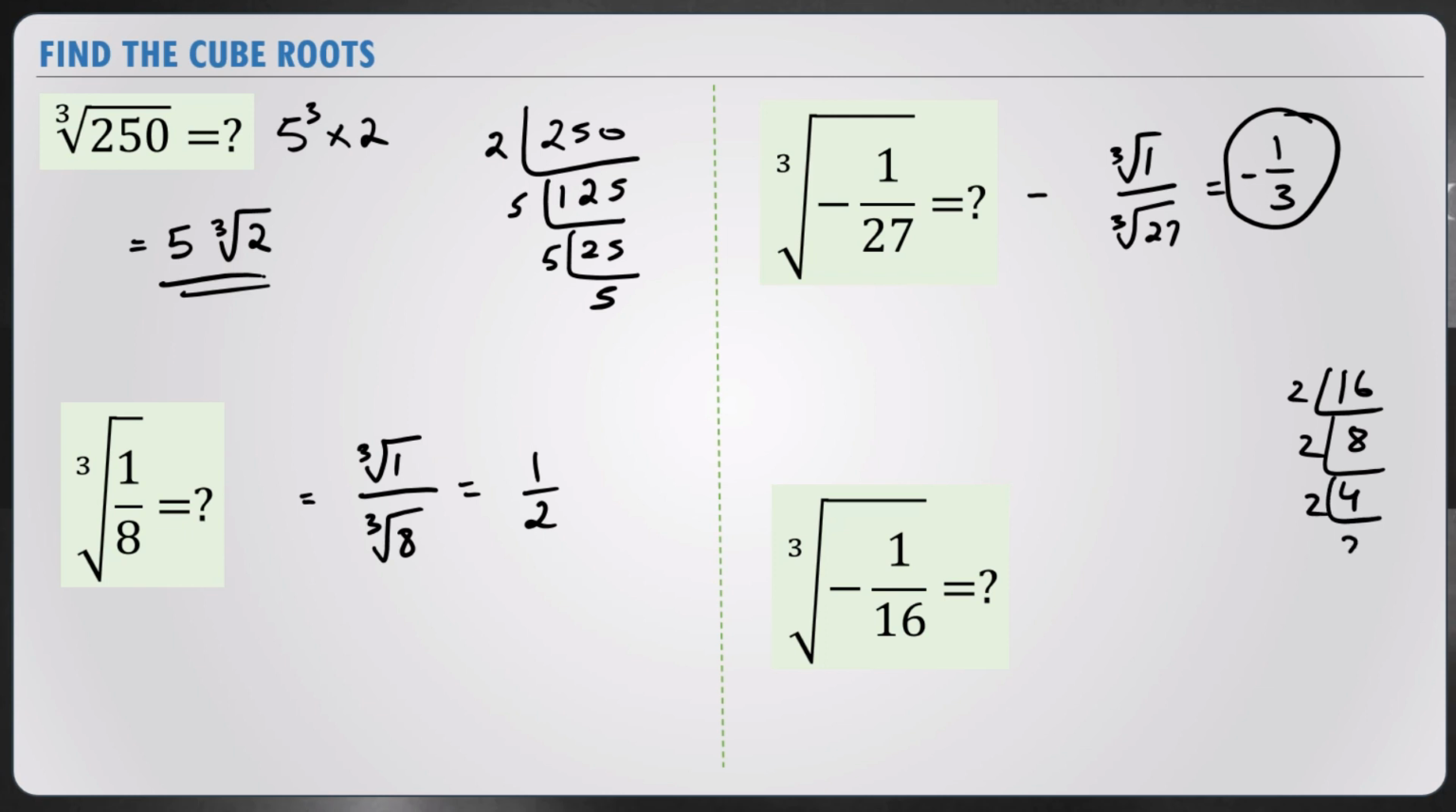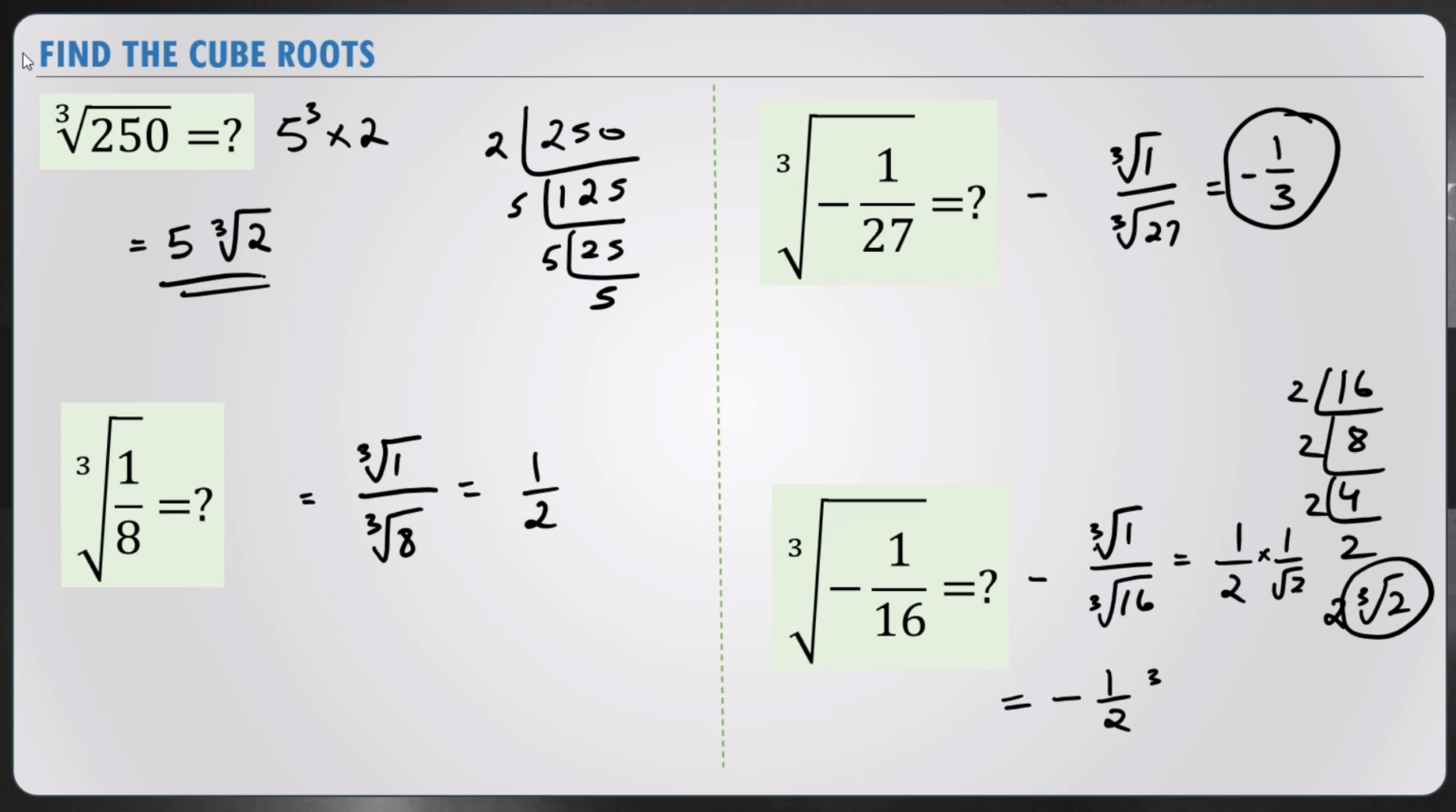And then when we have numbers like 16, let's find the factors of 16: 2, 8, 2, 4, 2, and 2. So the cube root of 16 is 2 cube root 2. So we can split it, keep the negative sign outside, and let's start. We have here the cube root of 1 over the cube root of 16. This works out to 1 over 2, but this still remains under the cube root sign, 1 over cube root 2. So the answer here is negative half and the cube root of 1 over 2.